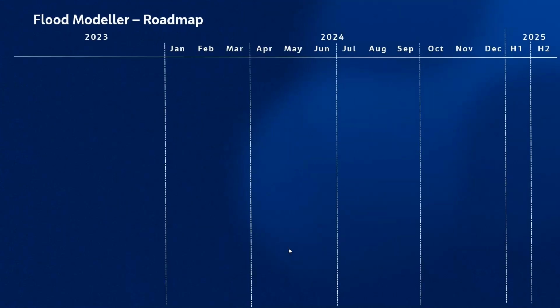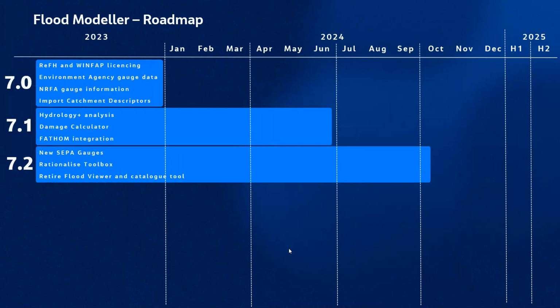So what have we done so far? We've released throughout last year version 7, 7.1 and 7.2, which is the core of the Hydrology Plus functionality, which I'll recap in a minute, alongside improvements such as the ability to access WinFAP and RFH licenses through Flood Modeler, integration with external data sets such as Fathom's global risk mapping data, updates to the damage calculator, and many, many other improvements.